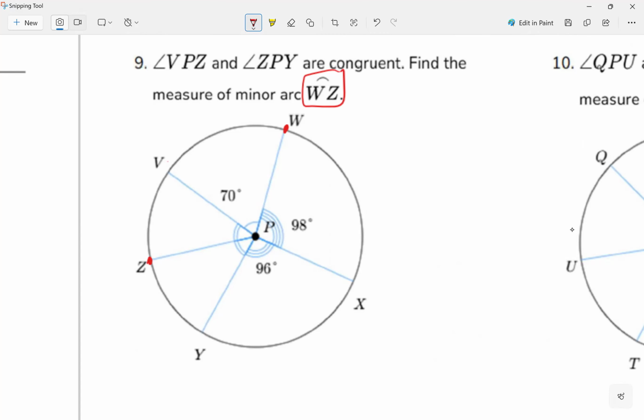So my arc will be this arc. Now, some people might say, well, Mr. Leonzo, I could have also gone from W this other way, all the way to Z, but that's not the shortest way possible. So when I use two letters, I tell you where to start, where to end, the shortest way possible. So the arc WZ is that red one.